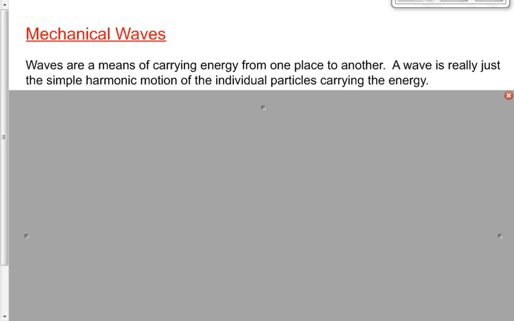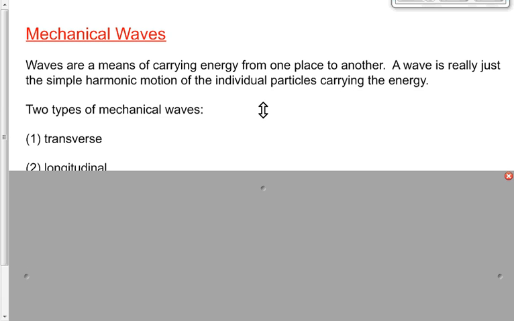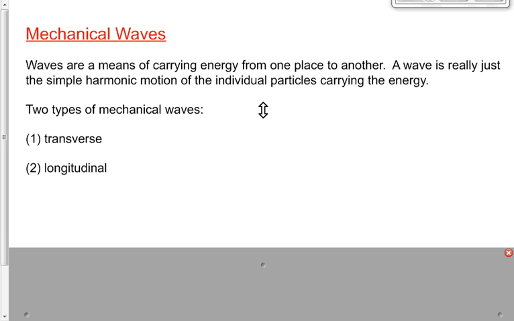And that's the connection here. That's why we're doing wave motion right now with simple harmonic motion, is because wave motion really is just simple harmonic motion. It's just a whole bunch of simple harmonic motions taking place at once of all of the individual particles. Now, we got two types of waves here, two types of mechanical waves, that is.